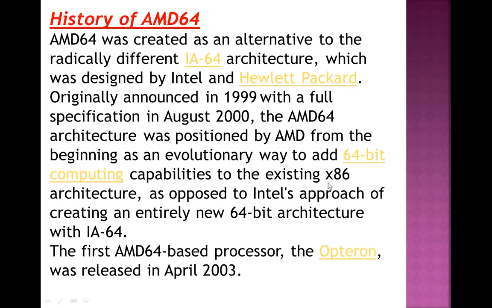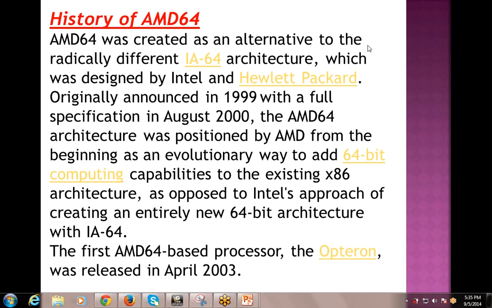Then what is the history? Meaning how x86-64, or AMD64, came about. AMD64 was created as an alternative to the radically different IA64 architecture designed by Intel and Hewlett Packard. That is, IA64 was designed by Intel and x86-64 was designed by AMD. It was originally announced in 1999 with the full specification in August 2000, so it was fully developed in August 2000.